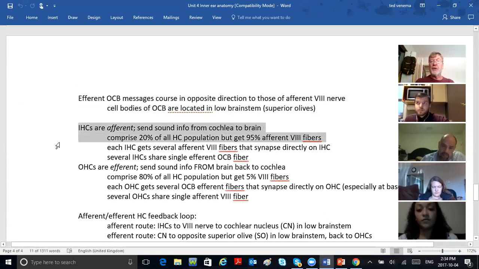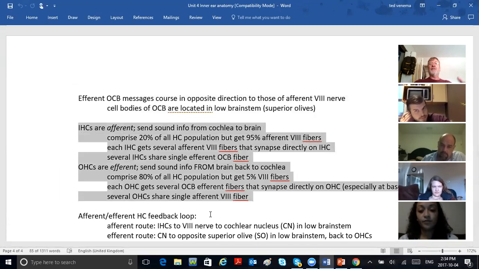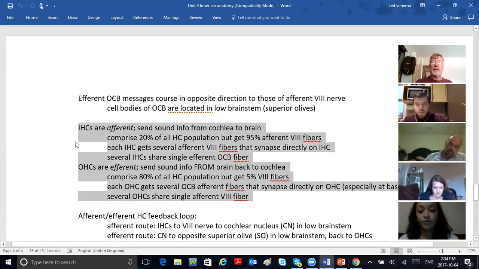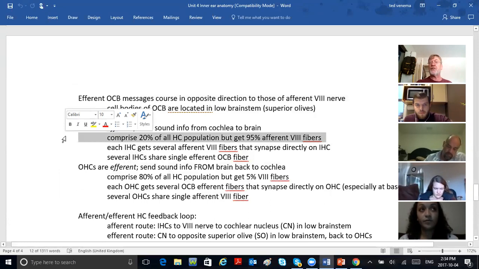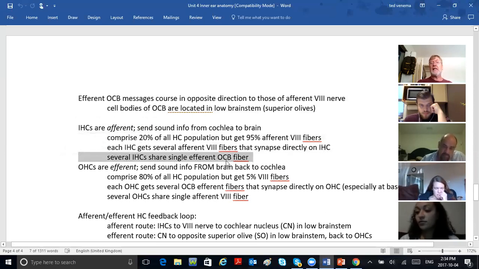This is just for your amusement, but basically get the idea. Inner hair cells, afferent. They send info to the brain. They comprise 20% of all hair cells, but they get 95% of eighth nerve fibers. Each inner hair cell gets several, 10, that synapse or connect directly on the inner hair cell. Meanwhile, several inner hair cells, they might get a little bit of olivocochlear stuff, but not much. So the innervation pattern is like the opposite.